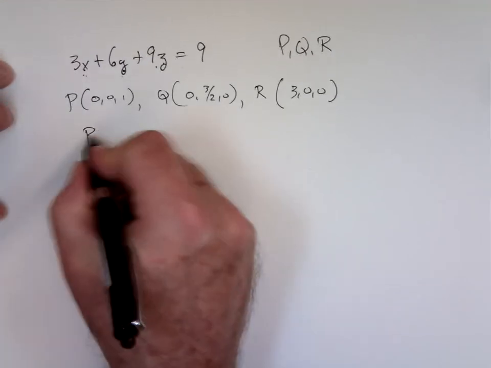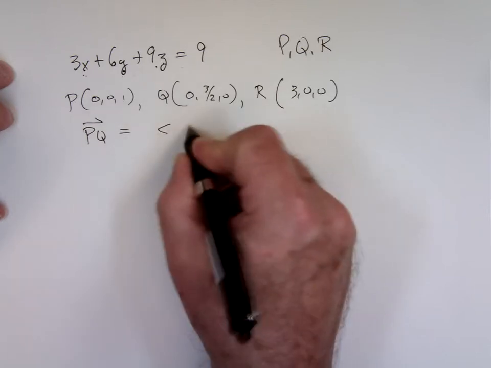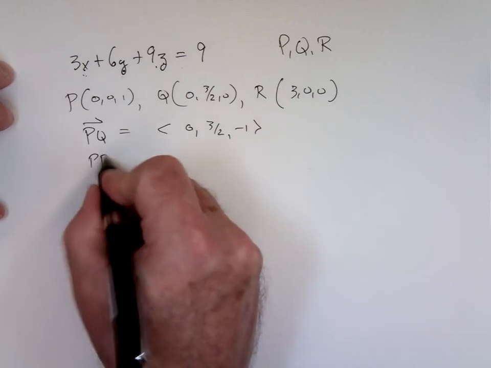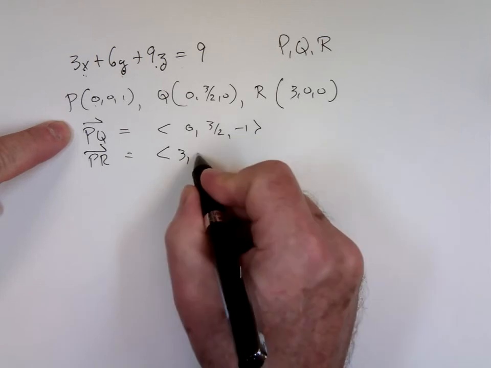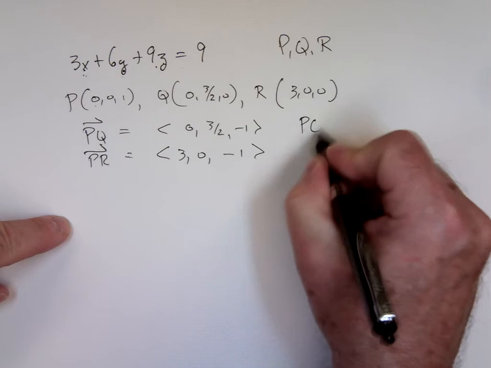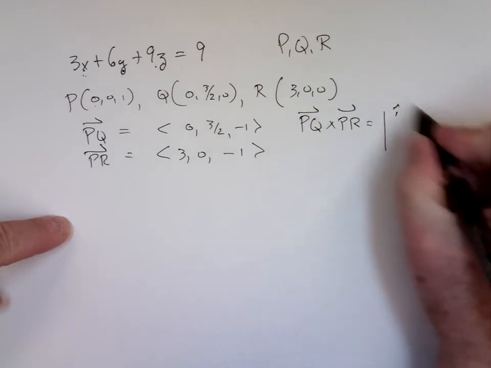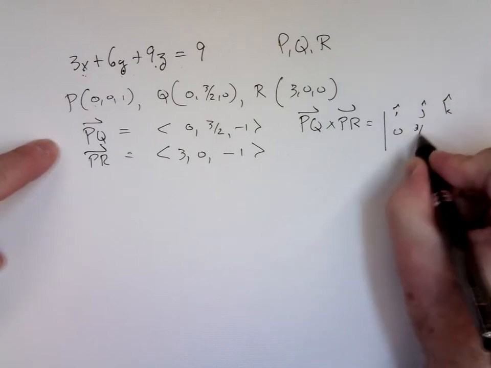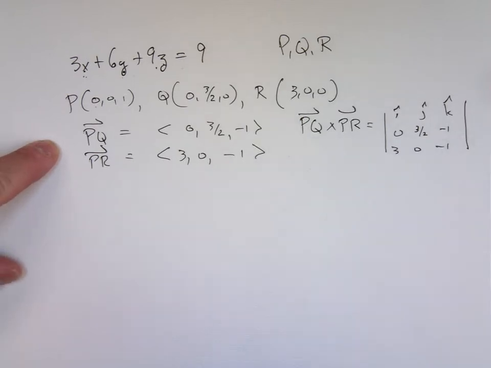Then what you want to do is take PQ, take that vector, 0, 3/2, -1, and take PR, take that vector, 3, 0, -1, cross these, okay, do the cross. I'm not going to do it out though. And what else did they say to do here? That's it. Oh, and then do the cross product.